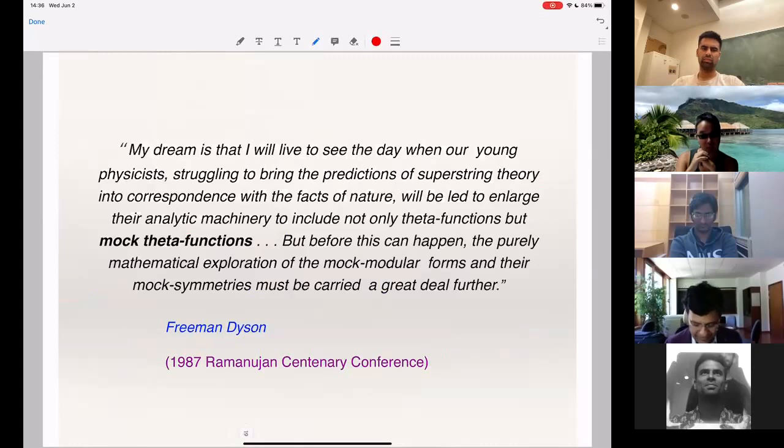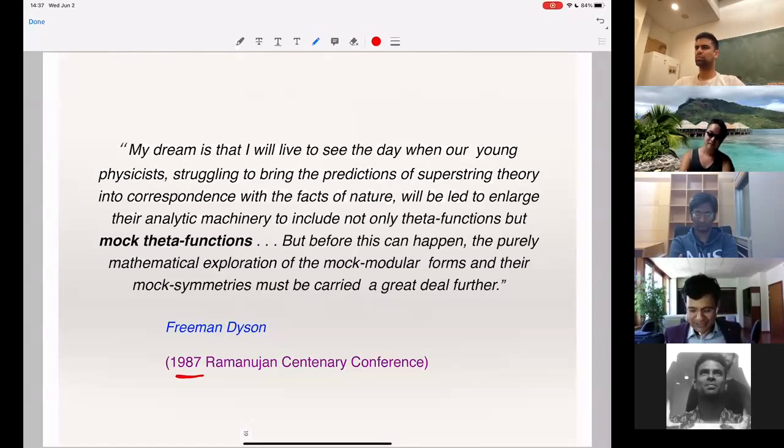And there is a very nice quote, actually. There's a very nice article. I strongly recommend you to read it if you get a chance. It's called A Walk Through Ramanujan's Garden. This was written at the time of the 1987 Ramanujan Centenary Conference. And he talks about all the contributions of Ramanujan, especially the ones that he was particularly interested in himself, some counting problems. And then he goes on to comment, my dream is that I will live to see the day when our young physicists, and actually I was a graduate student in Princeton in those days, so I was young at that time, struggling to bring predictions of superstring theory into correspondence with the facts of nature.